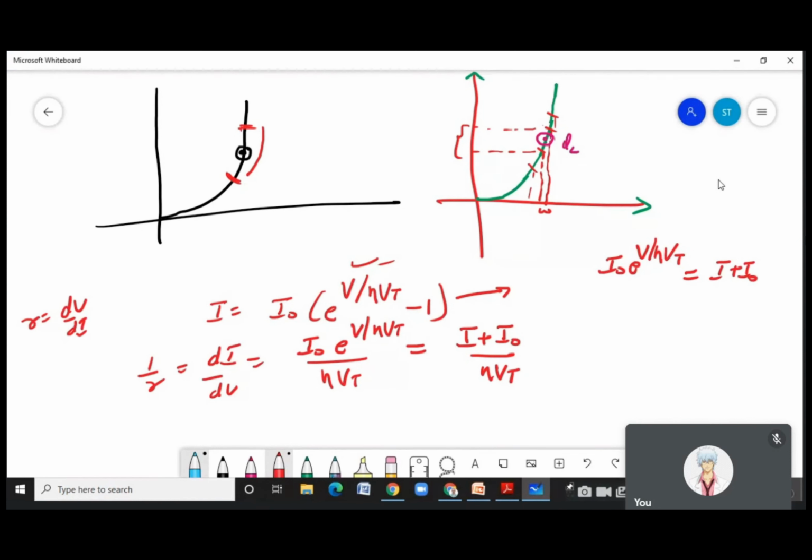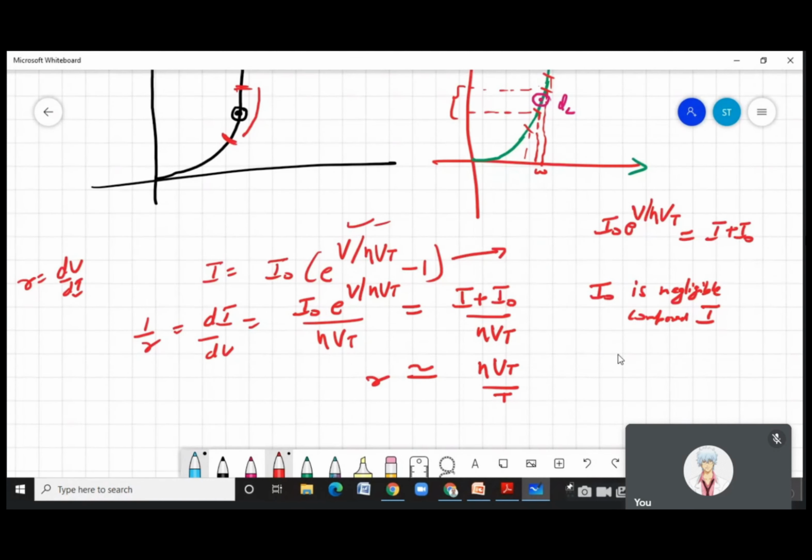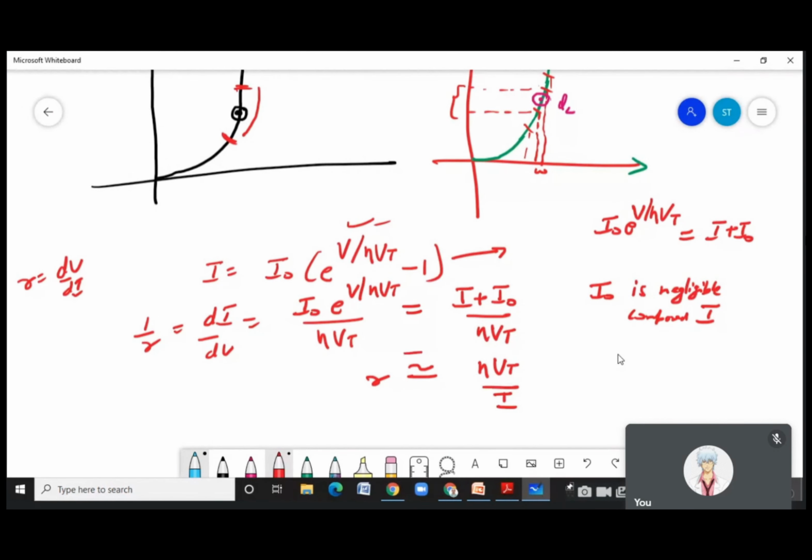Usually you are going to find this resistance in the forward bias region. So this I naught is going to be much smaller. I naught is negligible compared to the diode current I. Okay, so ये reverse saturation current है. So you can say that this is approximately equal to eta Vt upon capital I. This is the formula for finding the dynamic resistance of a diode, if you want to find it using a formula.